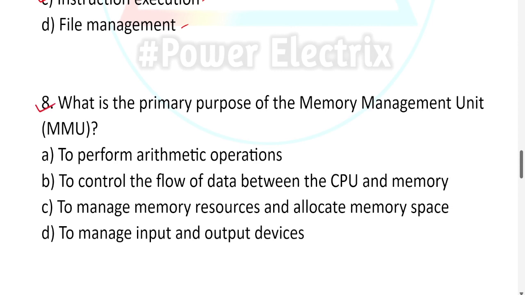Question number 8. What is the primary purpose of the memory management unit, MMU? Option A, to perform arithmetic operations. Option B, to control the flow of data between the CPU and memory. Option C, to manage memory resources and allocate memory space. Option D, to manage input and output devices. The correct answer is option C, to manage memory resources and allocate memory space. Next.